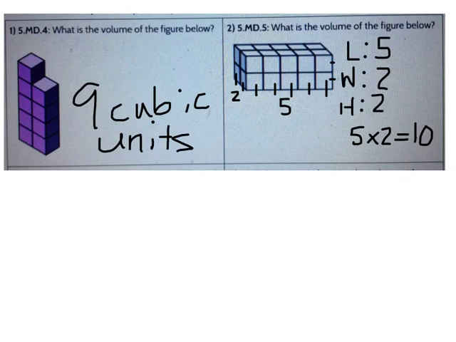I can multiply 10 times 2 to find the volume. What's 10 times 2? It's 20. The volume is 20 cubic units.